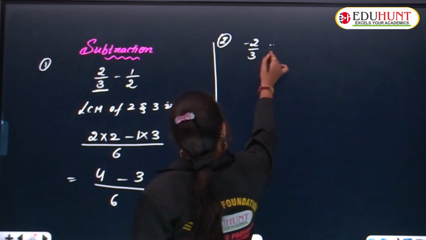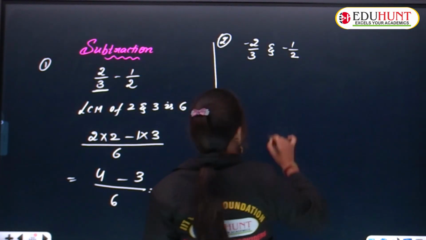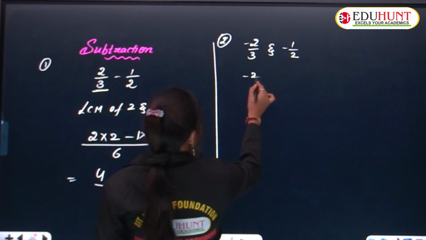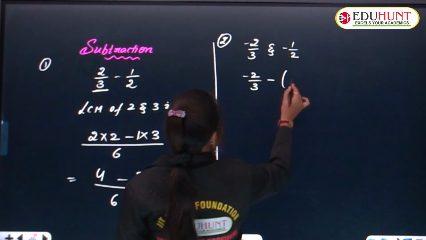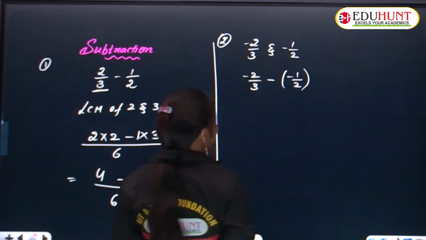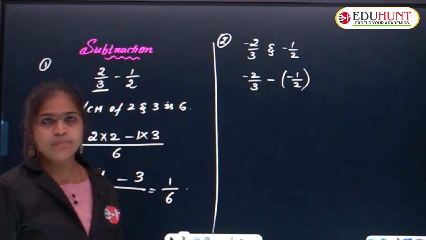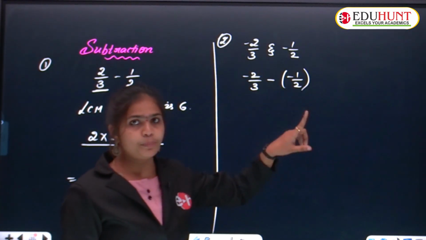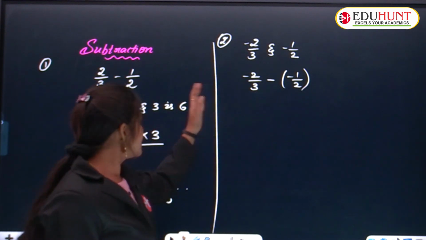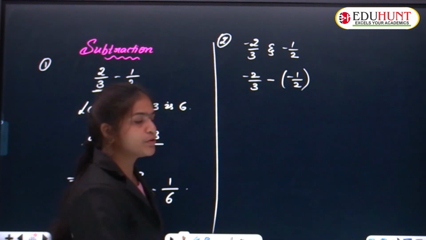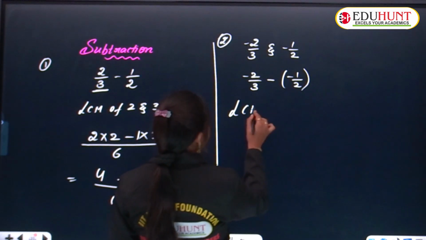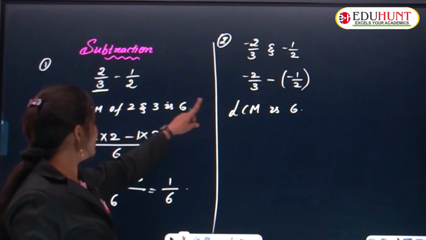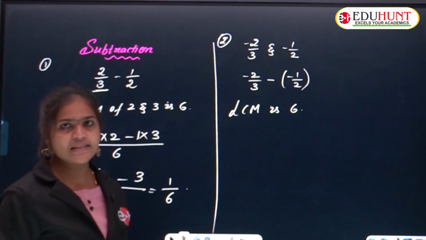And the second example is, if those two are negative rational numbers, minus 2 by 3 and minus 1 by 2. Those two are negative rational numbers. Then here, minus 2 by 3 minus of minus 1 by 2. Children, here you can directly perform minus into minus is equal to plus, or else by using the same method you can apply here. Again, what is the LCM here? The LCM is 6. Why? Because 3 and 2 only, that's why it is 6 only.